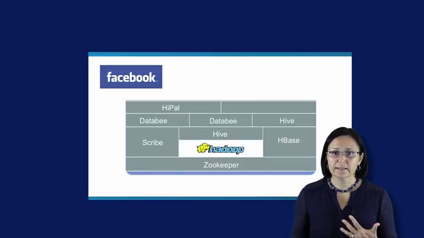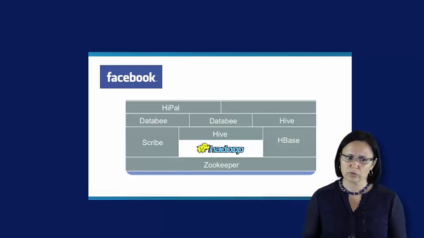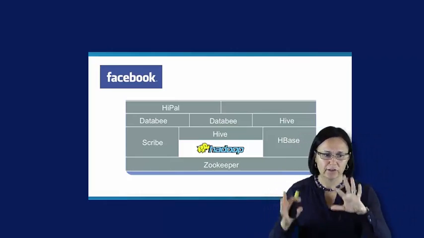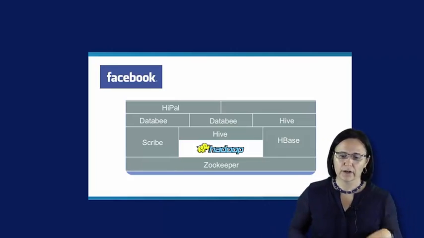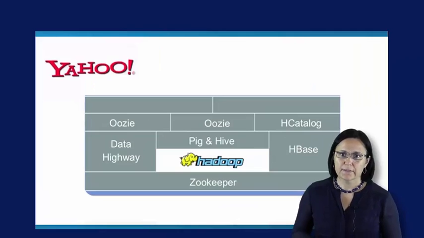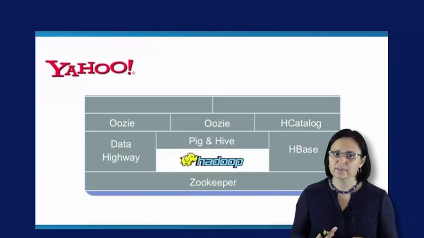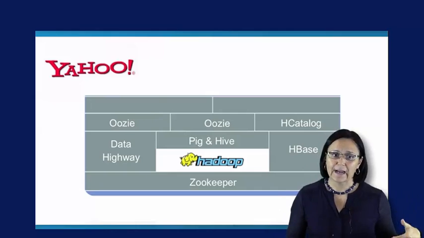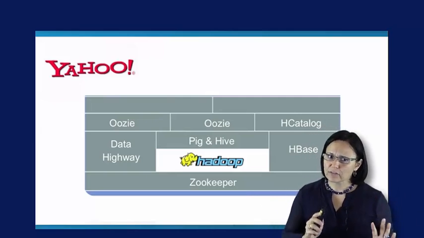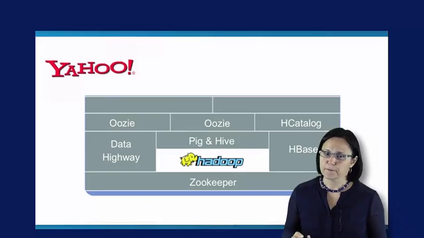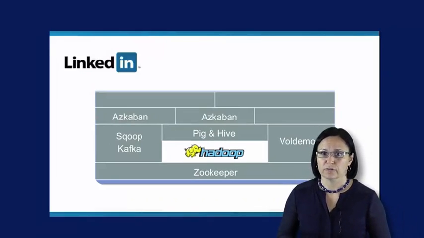Well, then we can see that Facebook's stack looks very similar. You have ZooKeeper that orchestrates things. You have HBase, you have Hive and Cassandra, and then we have Scribe that is used for ingestion of large data sets. Then if we move on and look at the Yahoo stack, you can see that they use some of the same components, but they have something called Data Highway and Oozie and HCatalog for the metadata catalog. So things are still very similar. They're still used for the same purposes. However, they might have different names because they have somewhat different implementations of these tools.